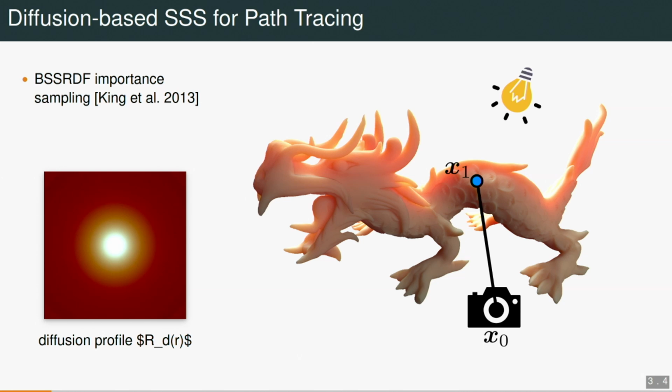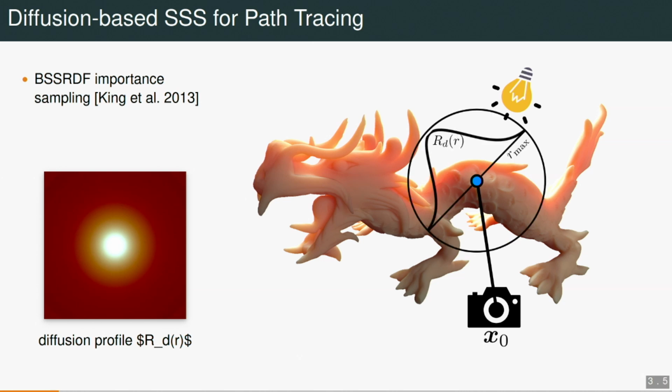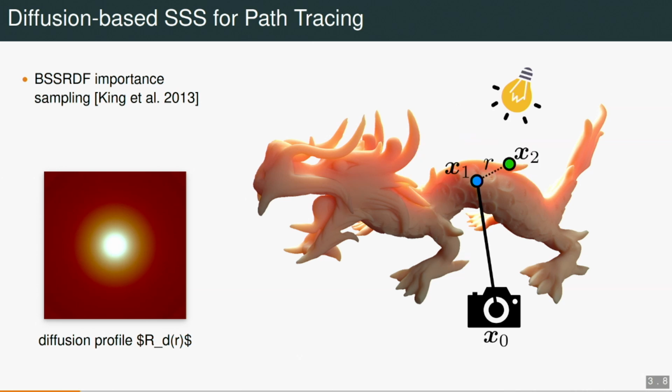So given a visible point on the surface, we first select a channel of this diffusion profile to importance sample a distance. And then this point is projected onto the surface by tracing a ray along some chosen projection axis. And of course, multiple intersections can be found in this radius of influence of the diffusion profile. And in this case, we just select one of the intersections as our next path vertex and continue until we hit a light source.